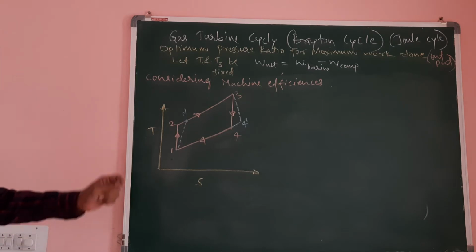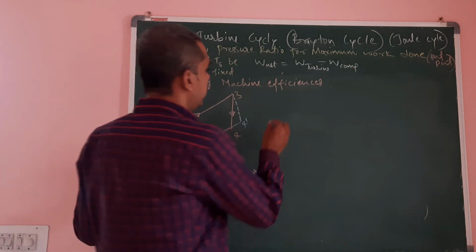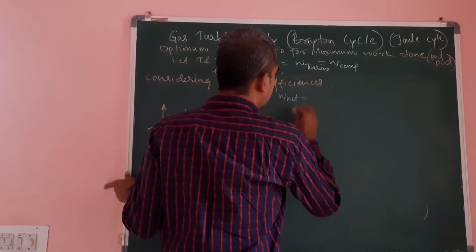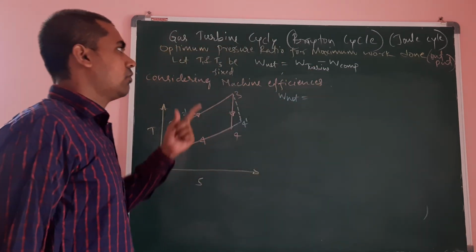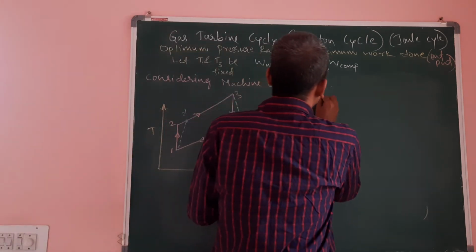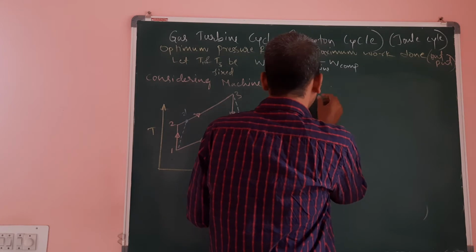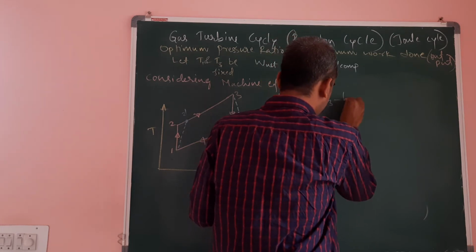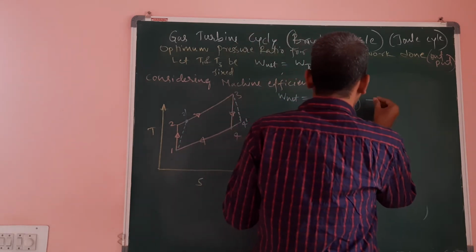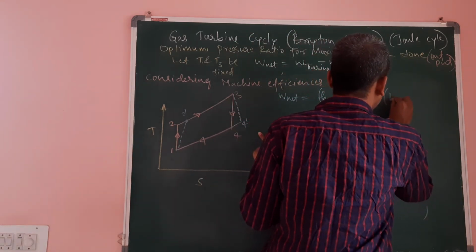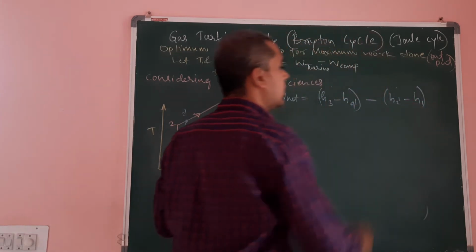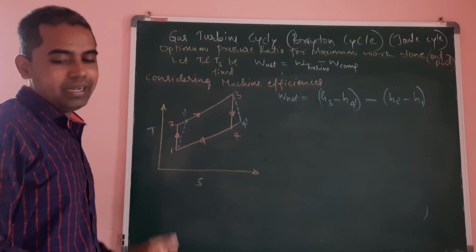Now, what is the net work done? Net work done, W net, is equal to turbine work minus compressor work. What is the actual turbine work? We should not take the ideal turbine work, therefore W actual is nothing but H3 minus H4 dash, minus the compressor work, which is H2 dash minus H1. This actual work we have to take, we should not take ideal work.